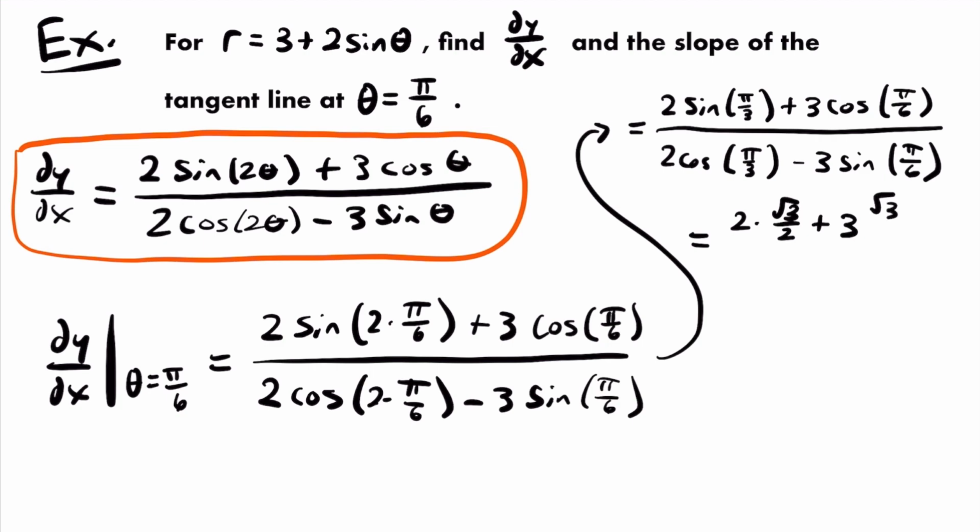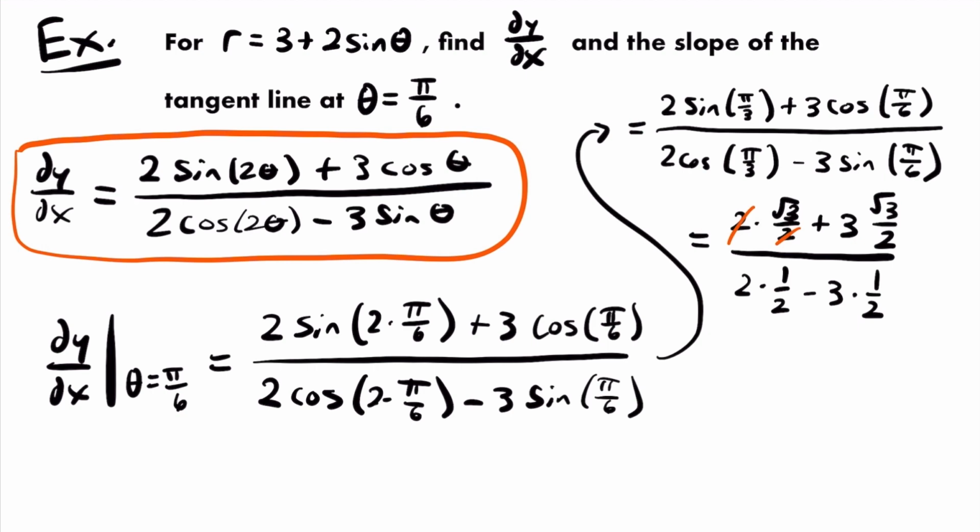So we'll have the square root of 3 divided by 2, and this will all be divided by 2 times cosine of pi divided by 3, and cosine of pi divided by 3 is 1/2, so we have 2 times 1/2 minus 3 times sine of pi divided by 6, and sine of pi divided by 6 is also 1/2, so we have 3 times 1/2. All right, now to simplify, this 2 and this 2 will cancel out, right?